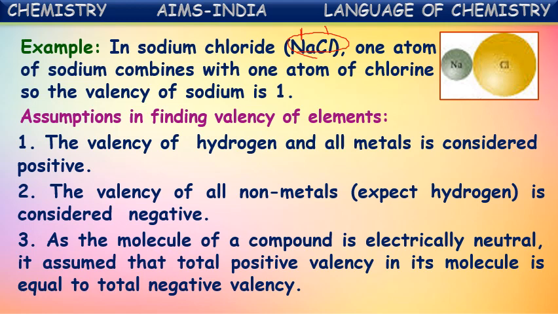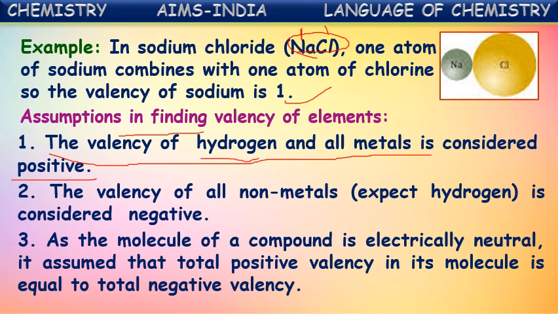So this is with respect to hydrogen, with respect to oxygen, with respect to chlorine, how to define the valency of other elements in a compound. Now, assumptions in finding valency of elements. The valency of hydrogen and all metals is considered positive. Always, when hydrogen is combining with metals, that hydrogen valency you should take as +1.